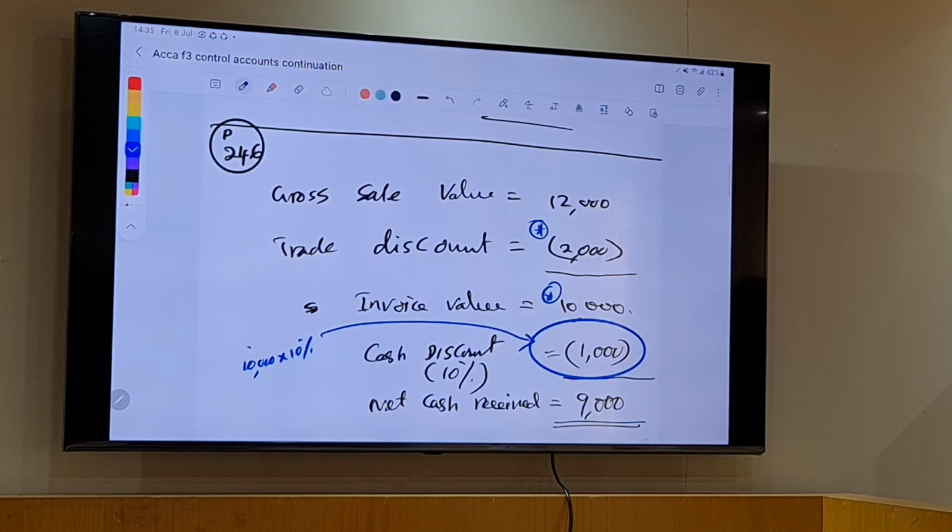Any time you see the words trade discount, no double entry, golden rule. For trade discount, no double entry. Don't just say it's a discount, because cash discount also comes in, brother. Trade discount, no entry. Like in cash discount, you need to have a double entry. For how much? Good.